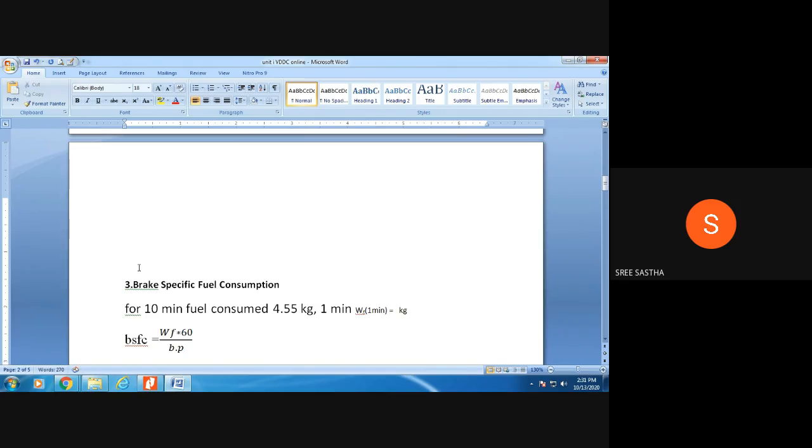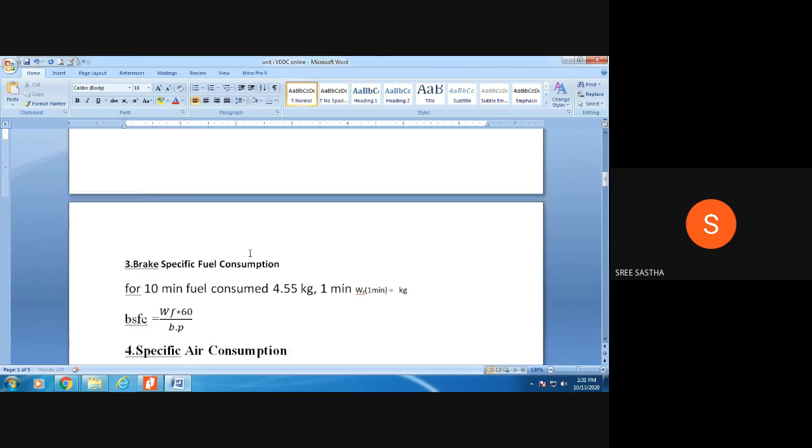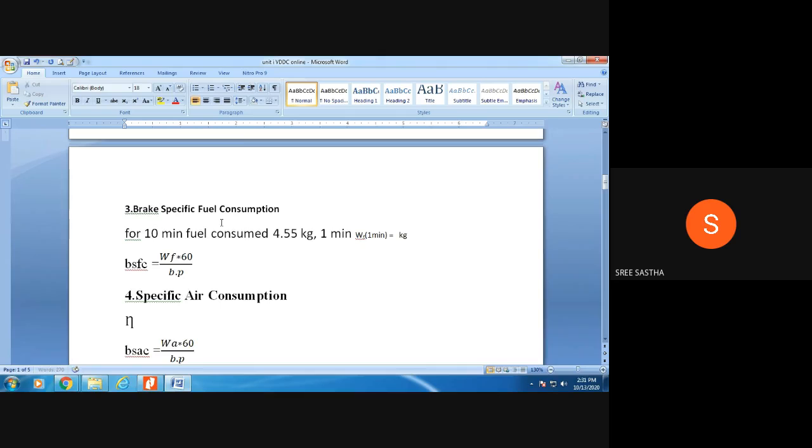Next is brake specific fuel consumption. Brake specific fuel consumption means this: first of all you have to get the formula. Last class itself I told you, BSFC means how much fuel I am going to consume for the required power. B means I have to use brake power in the denominator. If it is I, I will be using indicated power in the denominator.